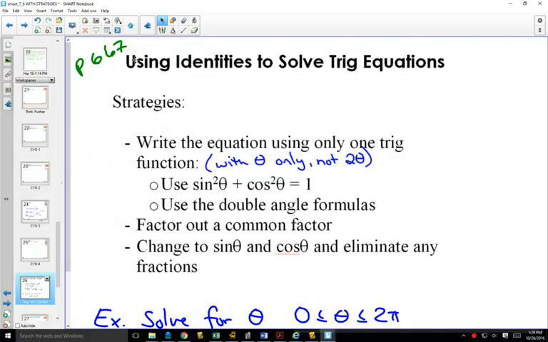So how do we do that? Sometimes we use sine squared plus cos squared equals 1. Sometimes we use our other reciprocal functions. Sometimes we're going to use our double angle formulas.